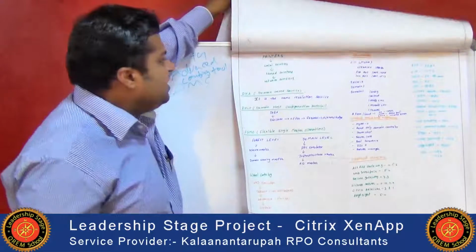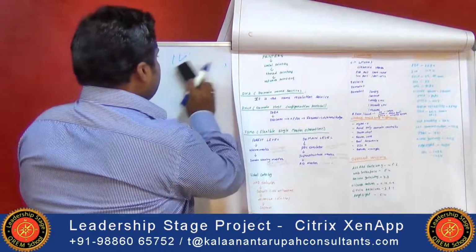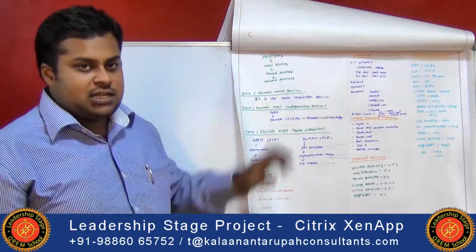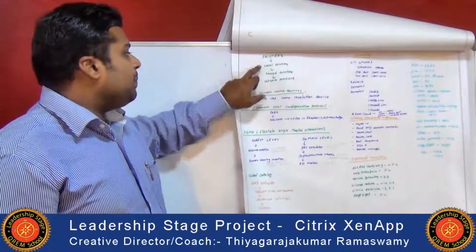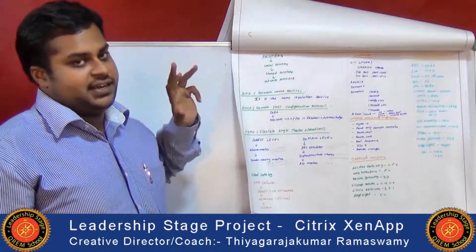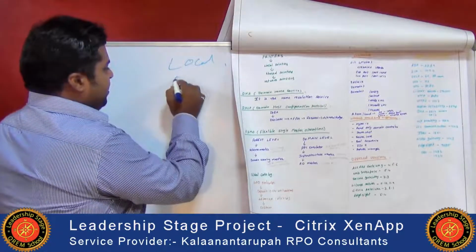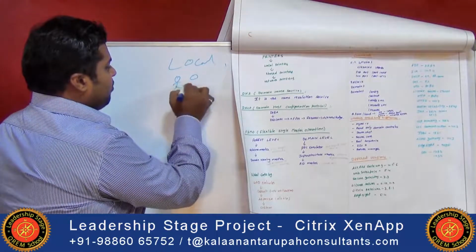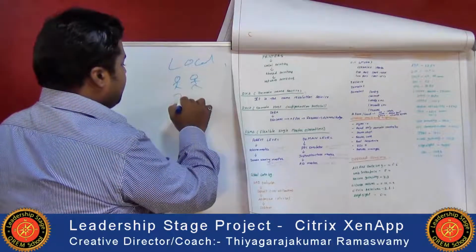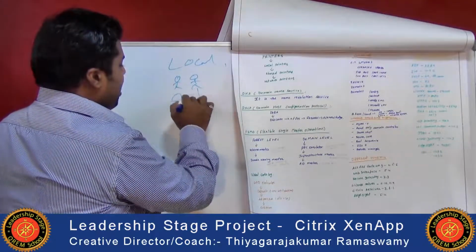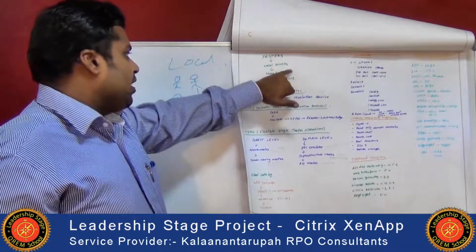In Citrix we have to publish the applications and also the printers. We have different types of printers: local printer, shared printer, and network printer. In the local printer, in the company every user has one printer. Every system is connected to one printer, and from that we give printer access from the local printer.